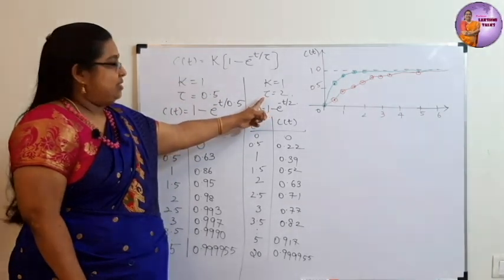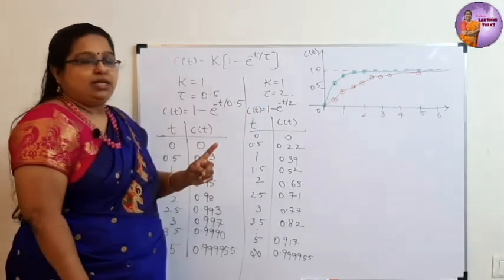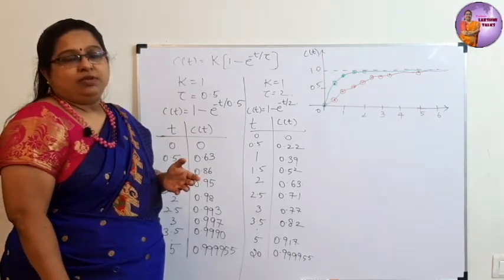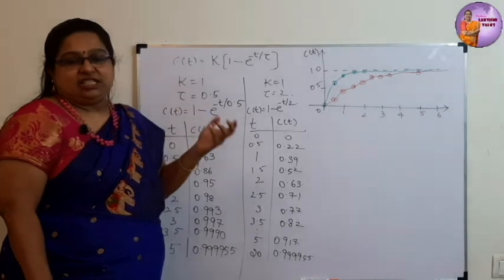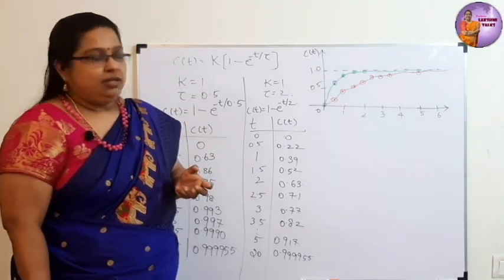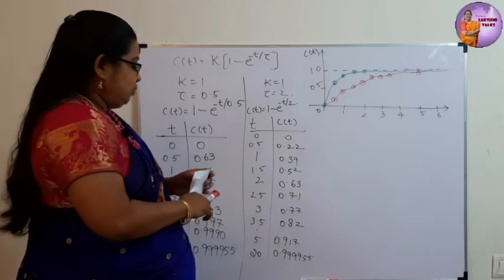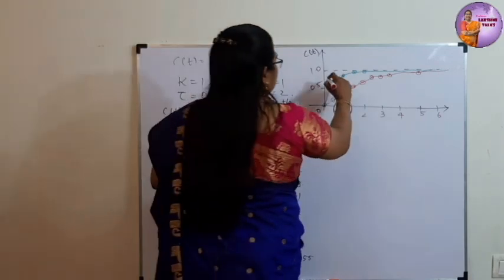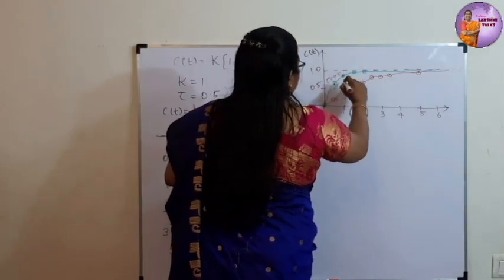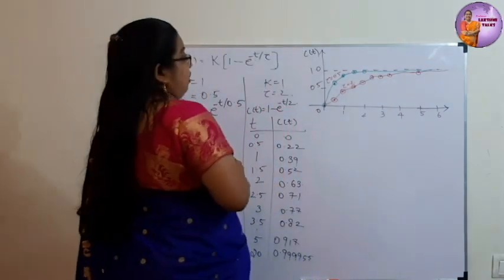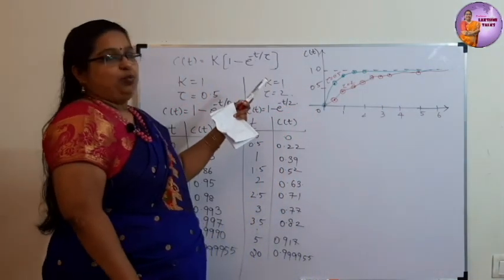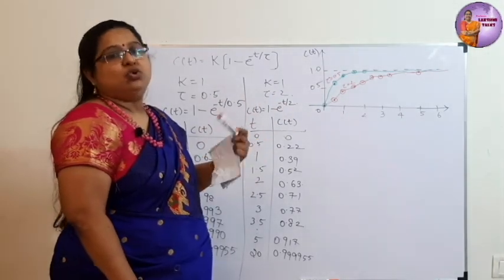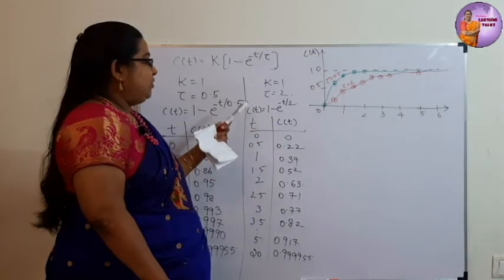The time constant has changed. So what is the significance of this time constant? The time constant changes the speed of response of the system. Lower the time constant, faster the system responds. Lower the time constant, faster is the response, and higher the time constant, the response slows down. This is for tau equal to 0.5 and this is for tau equal to 2. So you can see that higher the time constant, slower the response. That is the significance of the time constant.